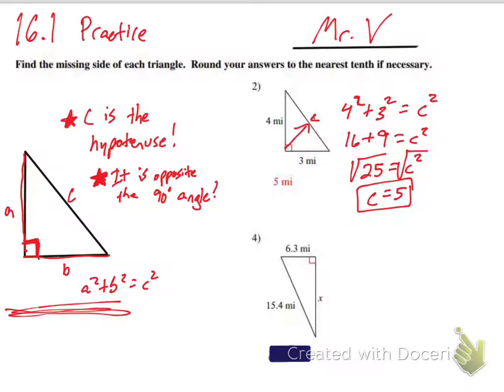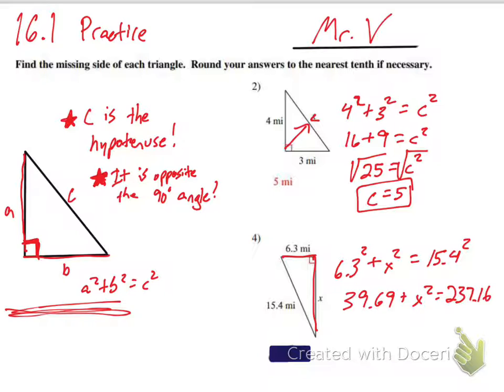All right, for number 4, I'm going to do one of the legs, which is 6.3 squared, plus the other leg, which will just be x squared, is equal to 15.4 squared. So then I go do that in my calculator. I square these, and that would be 39.69 plus x squared is equal to 237.16. I'm going to minus the 39.69 on each side.